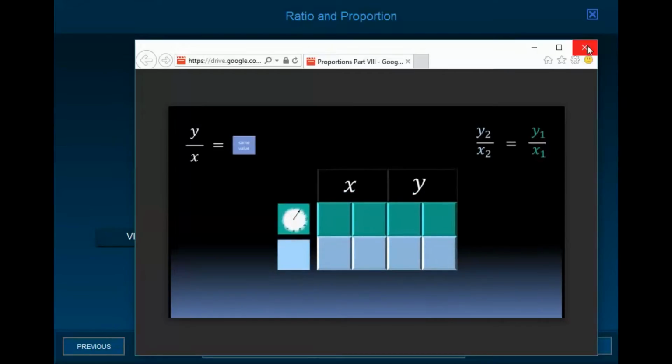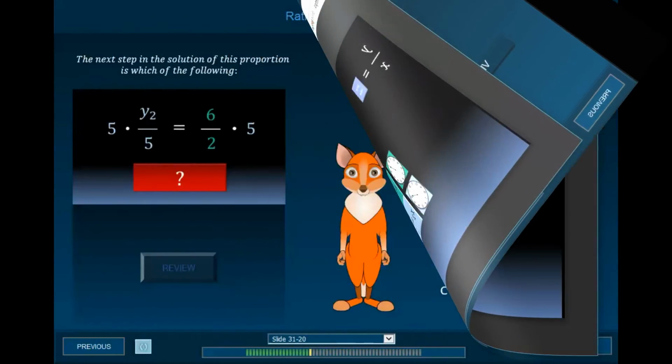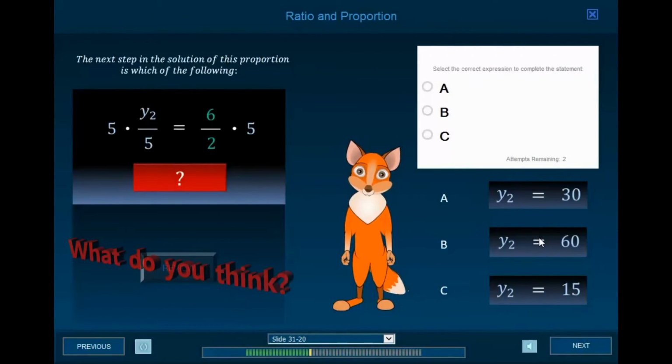So we can say, at a first point in time, if x has the value 2 and y has the value 6, then at a second point in time, if x has the value 5, y will have the value 15. Again, this is because we know that x and y vary directly. The next step in the solution of this proportion is which of the following?